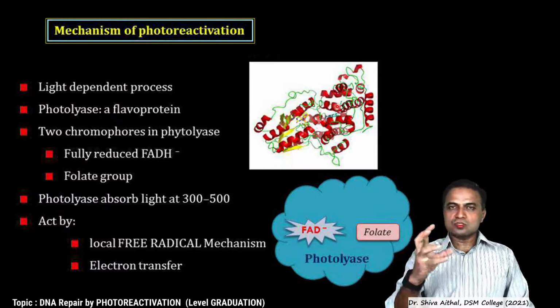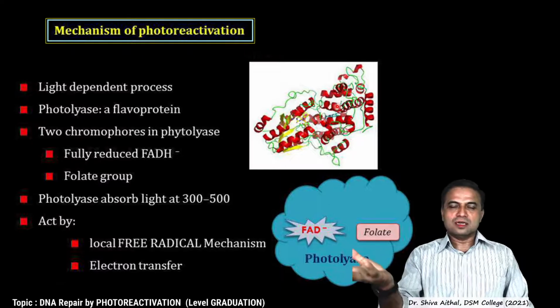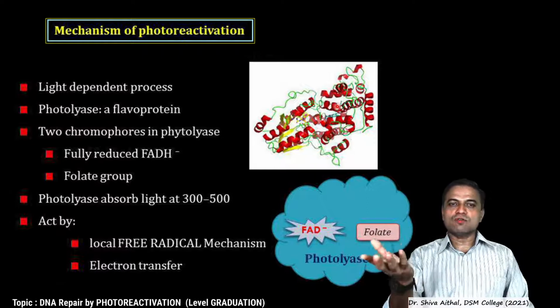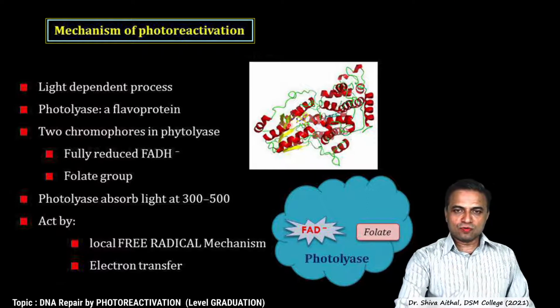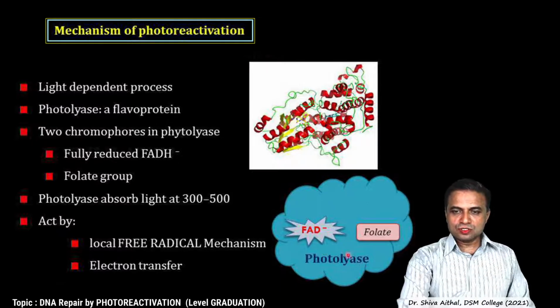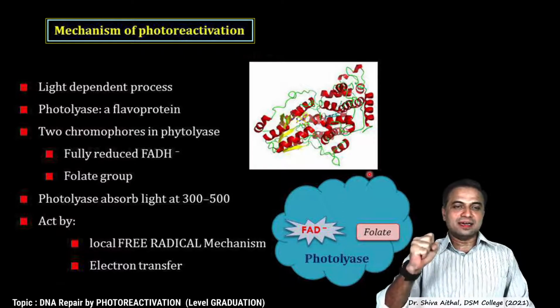Two chromophores, just like what is happening in photosynthesis, just like photon energy is responsible for induction in the leaf. Just like that, there are two chromophores in the photolyase, and a fully reduced FAD. What does this do? Photolyase has two chromophores, that is fully reduced FADH and folate group. These are the two chromophores, due to which the photolyase absorbs light at 300 to 500 nanometers.